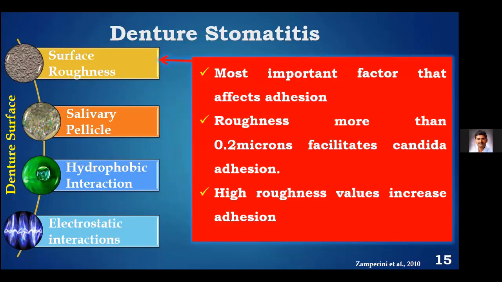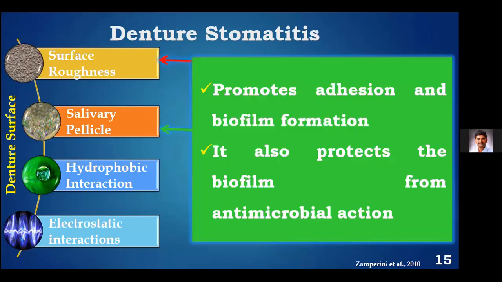And any surface which is more than 0.2 microns will facilitate the adhesion of microorganisms. And as the roughness of the denture increases, it is likely that there is a good place for both adhesion as well as colonization of the microorganisms. Second one is the salivary pellicle that forms on the surface of the denture over a period of time. Initially, it provides suitable conditions for the adhesion of the microorganisms, and later it also protects them from antimicrobial action of the agents that are used.